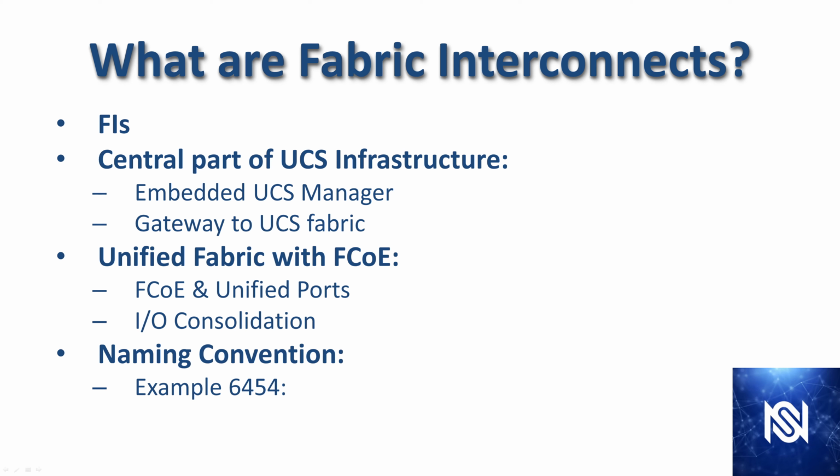So as an example, we have the 6454. The 6 says that it's a fabric interconnect. Then that second number, the 4, is going to designate the generation. So it's going to be the 4th generation. And then the last 2 digits, which are 54, is going to say how many ports are on that particular fabric interconnect.